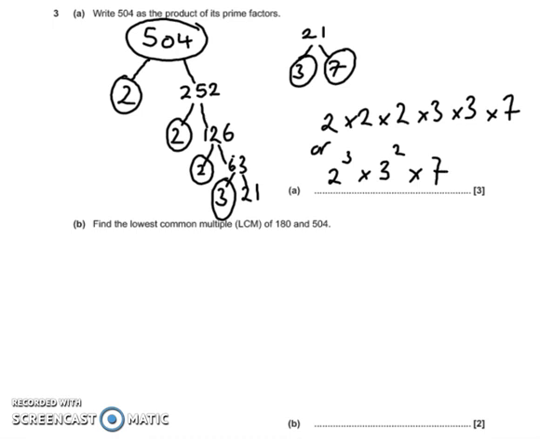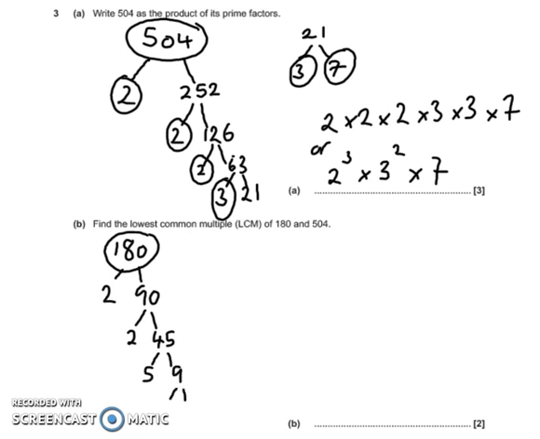Moving on to part B, we are being asked to find the lowest common multiple of 180 and 504. I'm going to do this again using prime factors. So the first thing I need to do is find the prime factors of 180 as a product of prime factors. So 180 divided by 2 is going to be 90. 90 divided by 2 is 45. And 45 divided by 5, because I can't divide by 2, is 9.